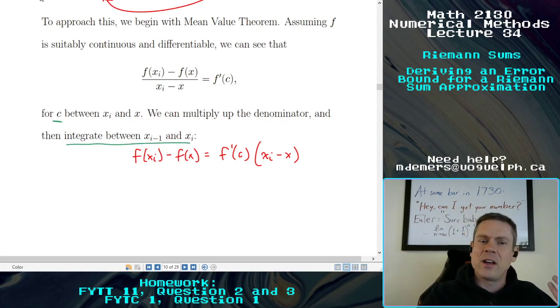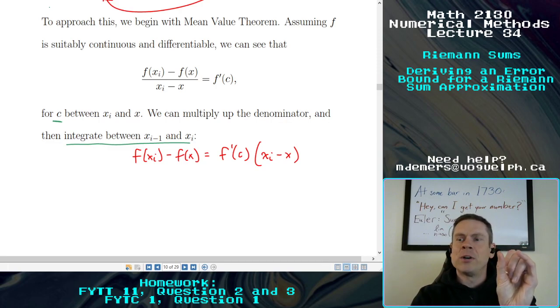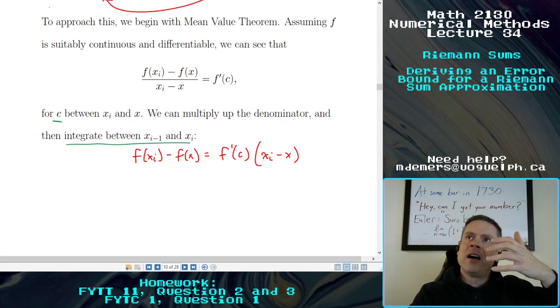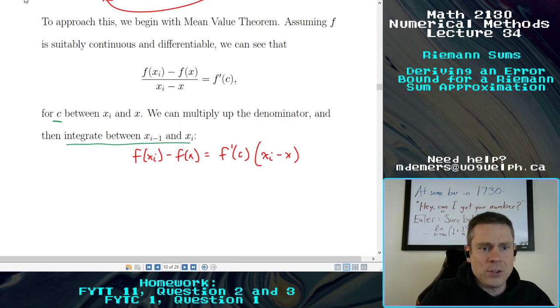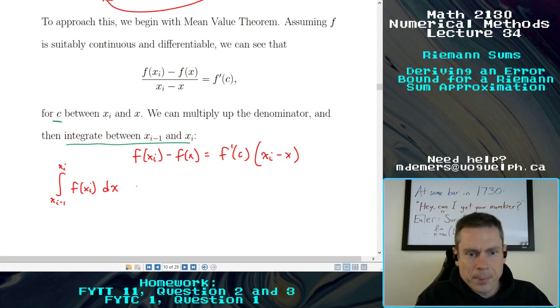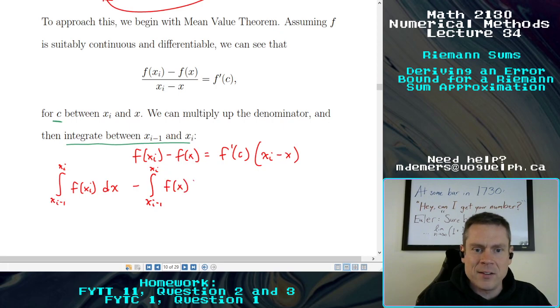That seems a little bit interesting, but essentially we're going to be integrating over one of the subintervals, I guess that would be the ith subinterval, the interval between x_{i-1} and x_i, in any case. Okay, so let's do that. We're going to get the integral from x_{i-1} to x_i of f(x_i) dx minus the integral from x_{i-1} to x_i of f(x) dx is equal to, okay, a couple things here.